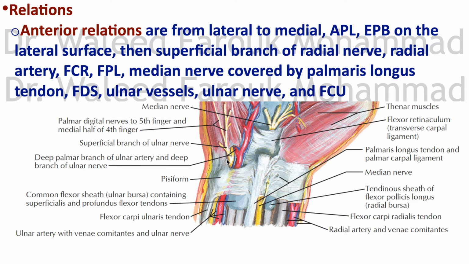These are the anterior relations of the wrist, and do not make the mistake of considering the anterior relations of the wrist to be the contents of the carpal tunnel. No, the carpal tunnel is further anterior, further distal in the hand. We are talking about relations at the wrist, and that's one thing. And the other thing, the ulnar vessels and nerve do not enter the carpal tunnel, so they are not contents.